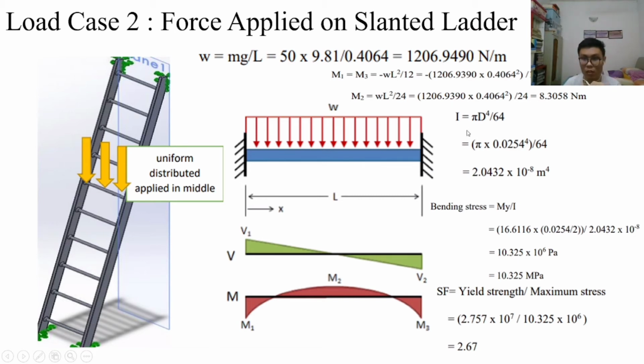This is the formula for finding the second moment of inertia of the beam, and the bending stress is My over I. So we get the actual maximum bending stress of 10.325 megapascal. For the actual safety factor, we use the formula yield strength over maximum stress, so we get 2.67.